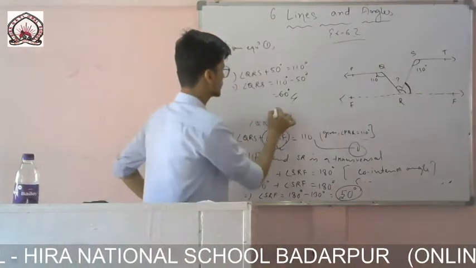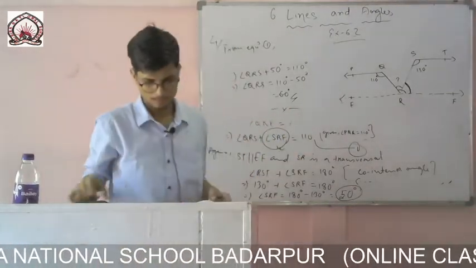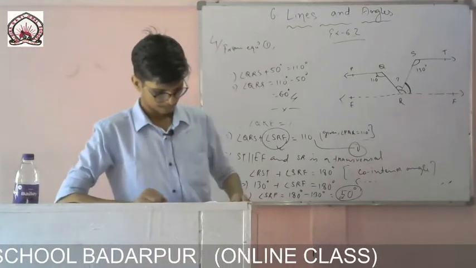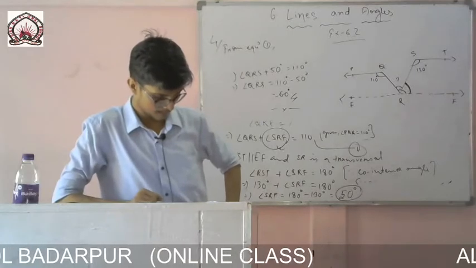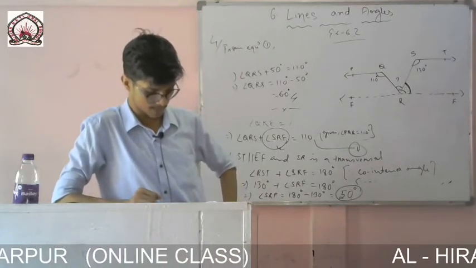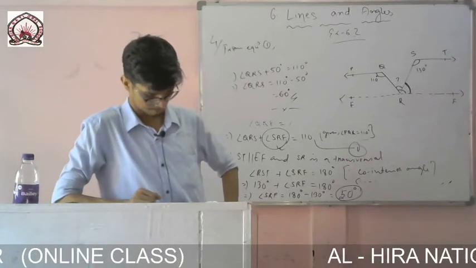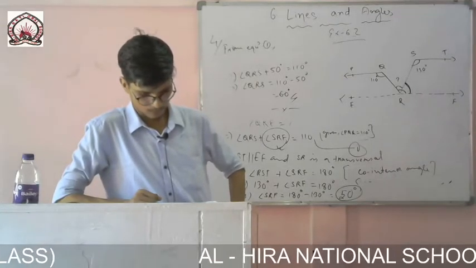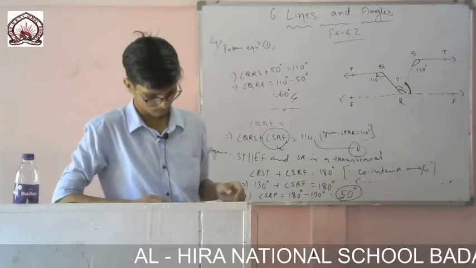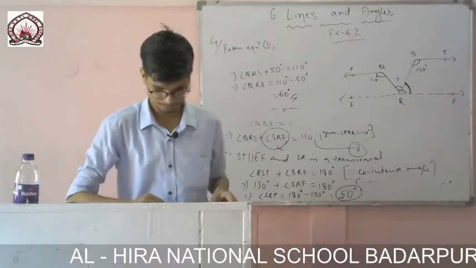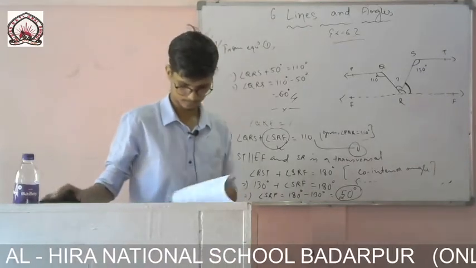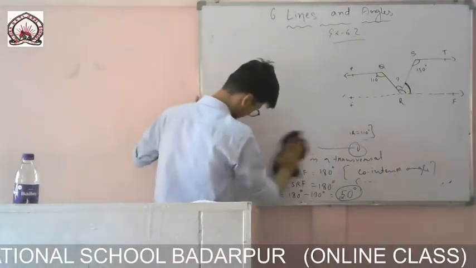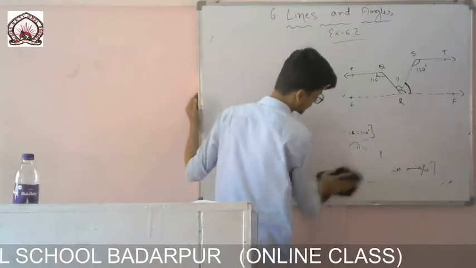So this is the end of this question. Now move to the next question. Question number 5. It is given in the figure AB is parallel to CD, angle APQ is given as 50 degrees, and PRD is given as 127. You have to find the value of X and Y. This is also a very easy sum. Just relate and find the things.